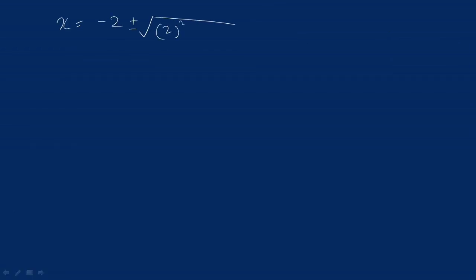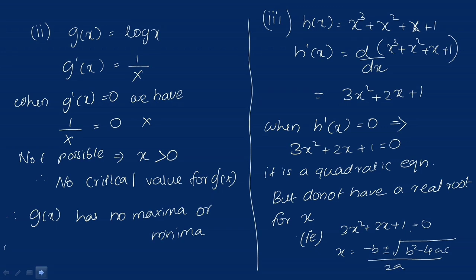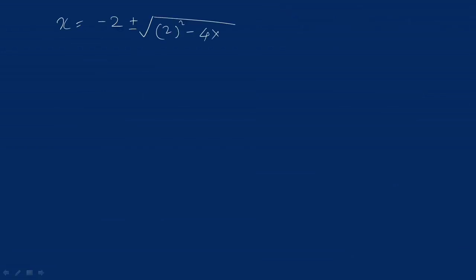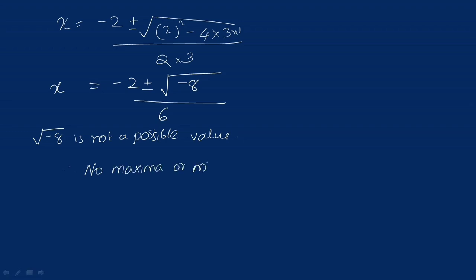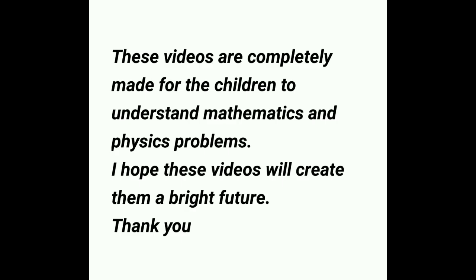We have x = (-2 ± √((2)² - 4ac)) / 2a, that is (4 × 3 × 1) divided by 2 × 3. By solving this we have -2 ± √(-8) divided by 6, that is x = (-2 ± √-8) / 6. But √-8 is not a real number and it is not a possible value. So we can find no maxima or no minima here. So there is no maxima or minima for this above question.